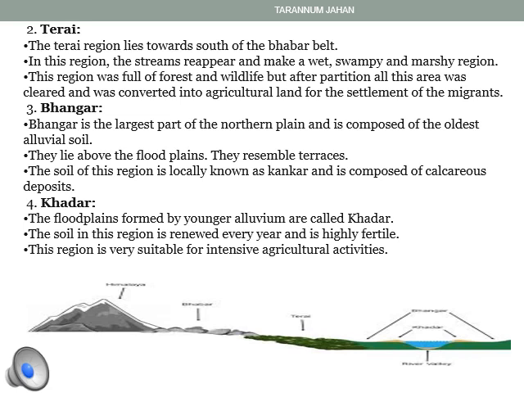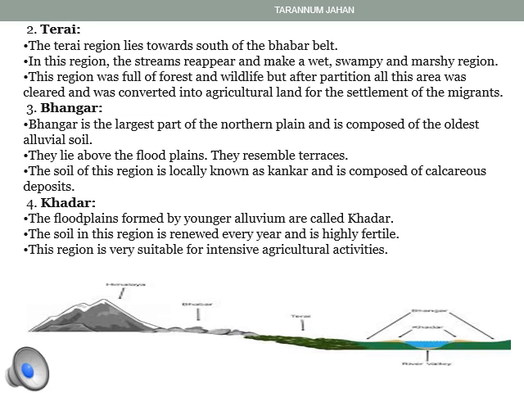Bhangar is the largest part of the northern plain and it is composed of the oldest alluvial soil. It lies above the floodplains. Small stones are found here. And this is one of the broad belts of northern plain. The soil of this region is locally known as Kankar and is composed of calcareous deposits.